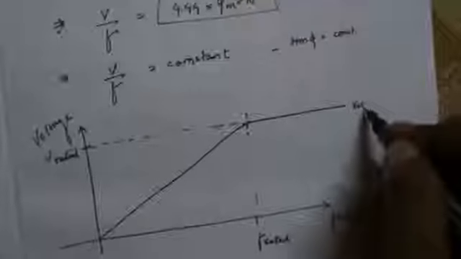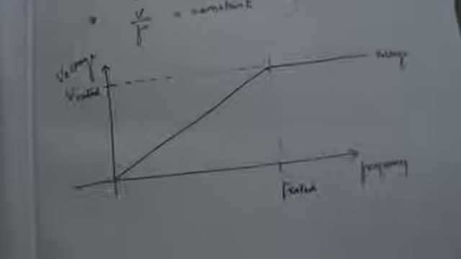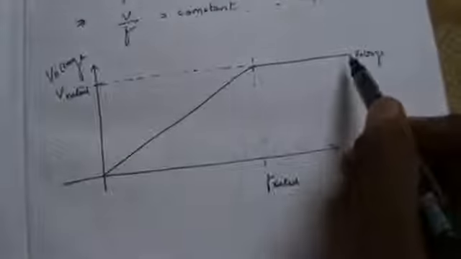See, this is the voltage curve against a variable frequency. Now as you can see, when the frequency is increased up till the rated value, the voltage increases, but beyond the rated value the voltage is constant. Now this is the characteristic equation of a V by F control of three-phase induction motor.